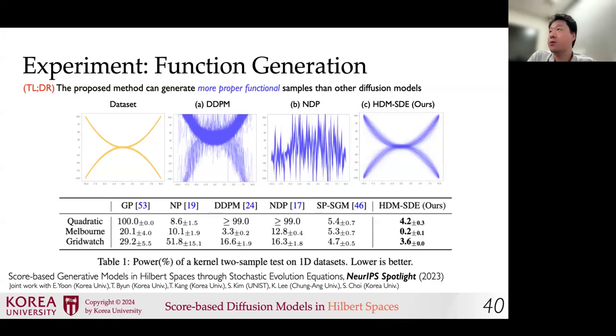This is not a trivial task, since the model must meet unseen grid points when generating functional samples. Compared to other methods, the proposed method generates proper functional samples, which are close to the original data. As you can see, the proposed method can generate much more proper functional samples than other functional diffusion models.